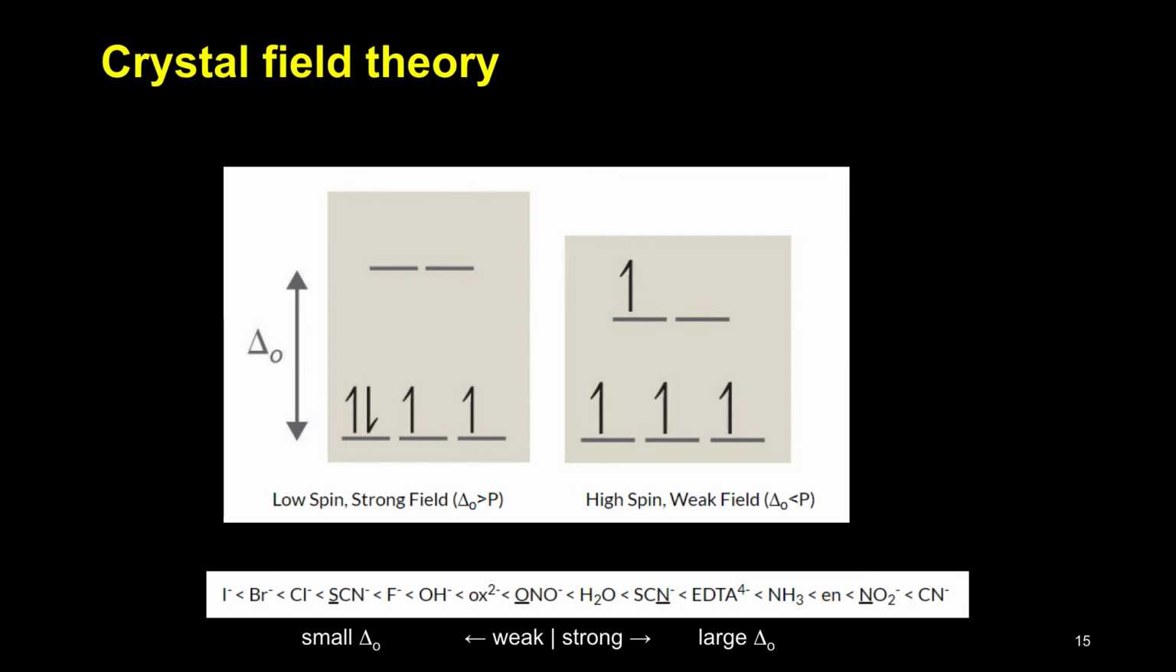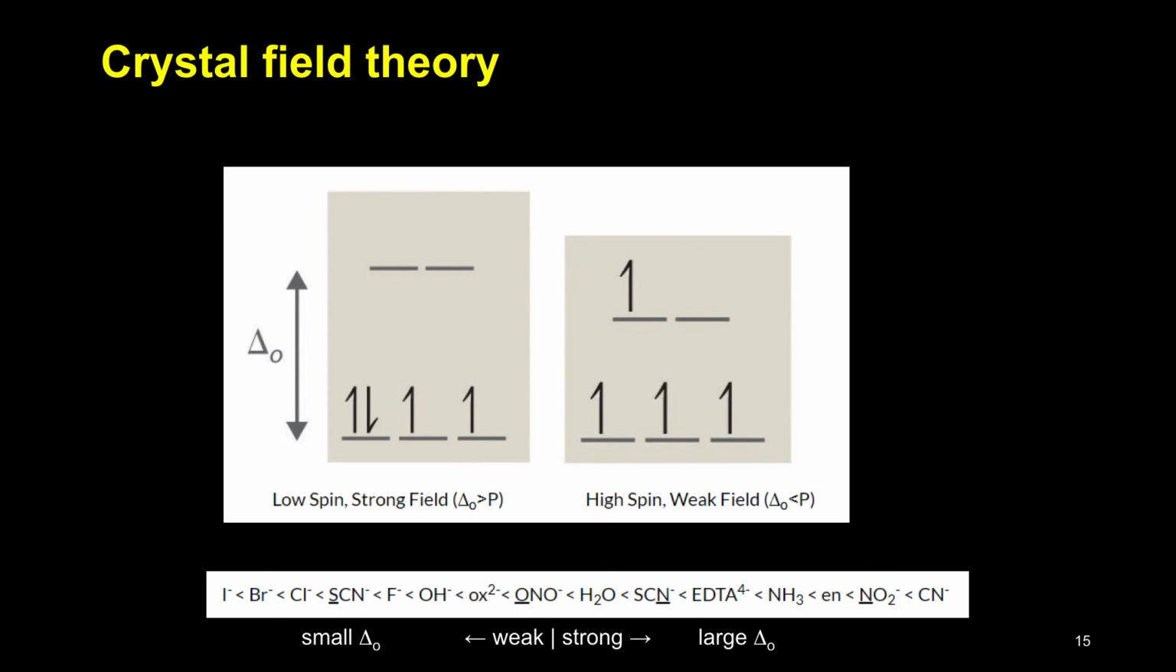Ligands such as halides are called weak-field ligands because they cause a relatively small value of delta. Ligands such as ammonia and cyanide are called strong-field ligands because they produce a relatively large value of delta. Different metal ions have different values of delta, and the different values for delta give rise to different colors.